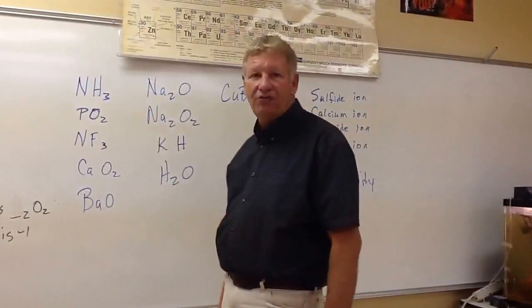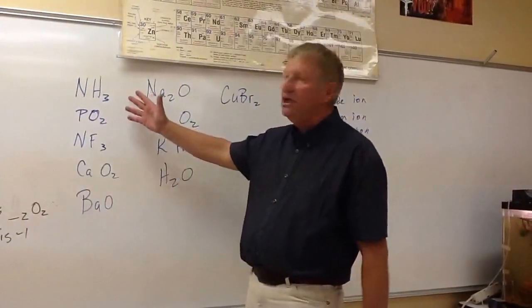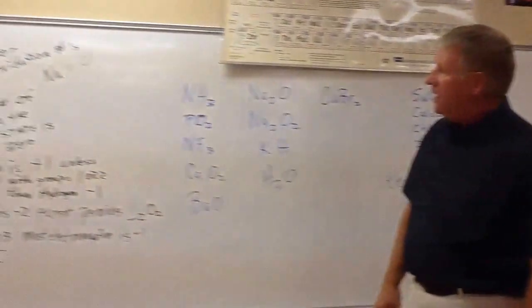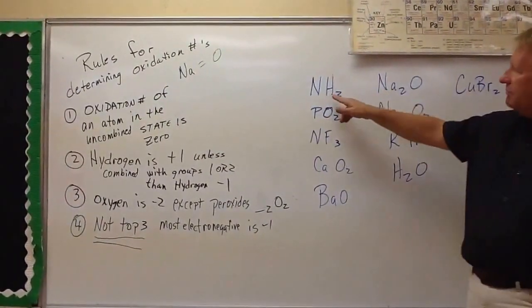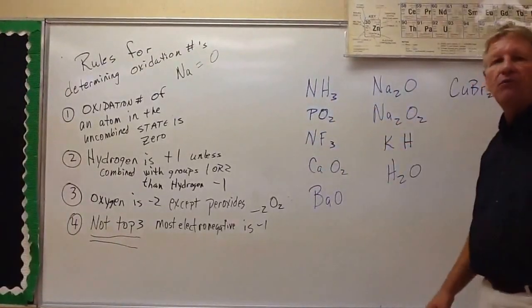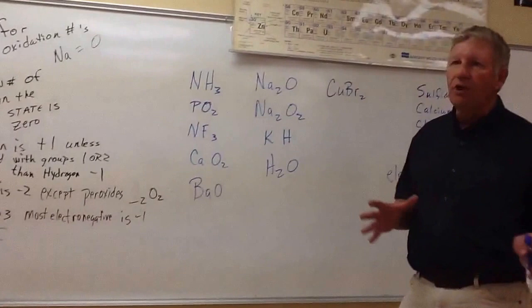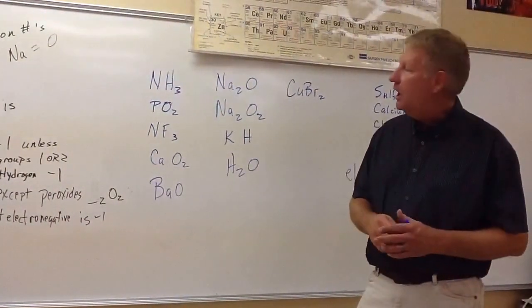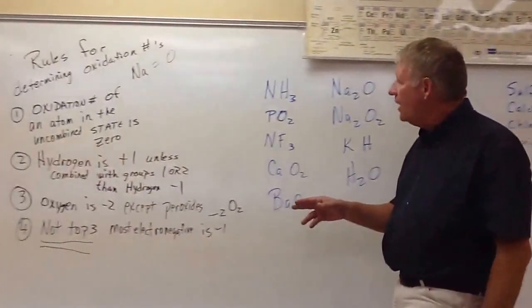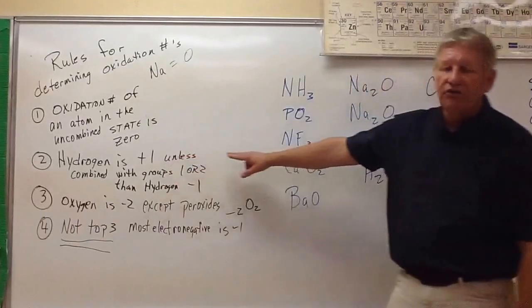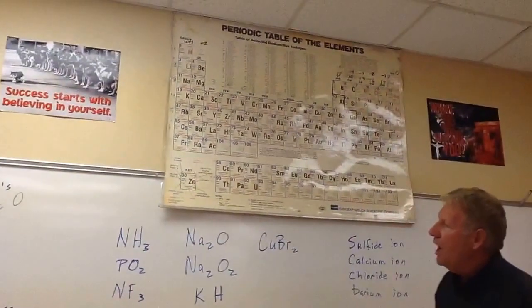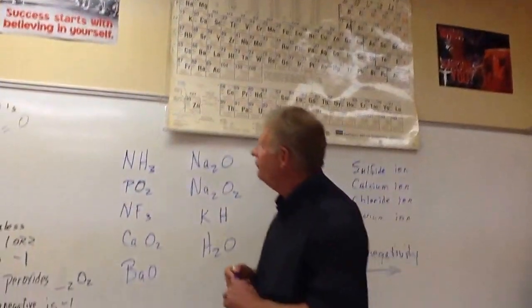So the first thing I'm going to ask myself, when I see NH3, is which rules are going to be rule 1, 2, 3, or 4? Well, the first rule is it's not in the zero state because it's combined with something. But rule number 2, it is a hydrogen. And if I know one of the elements, then I can do the other element because I just got to have them equal 0. Once again, they want to be stable. So hydrogen, what's my rule for hydrogen? It's +1 unless combined with groups 1 or 2. And nitrogen is not in groups 1 or 2. So I know right away that hydrogen is +1.